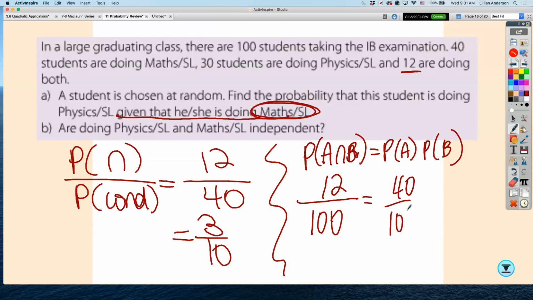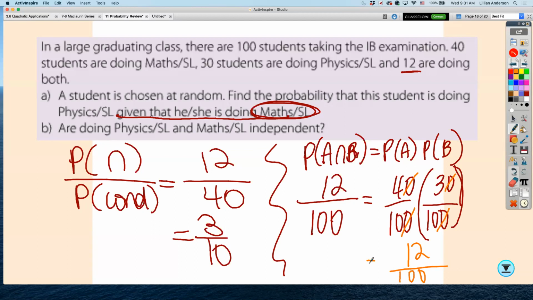40. How many did physics? Out of? What's 40 times 30? Or better yet, what's 4 times 3? Over. They are. So if you have the formula down that justifies it, that you know that you need to use independent events and the correct formula, you just gotta make sure that that follows it.